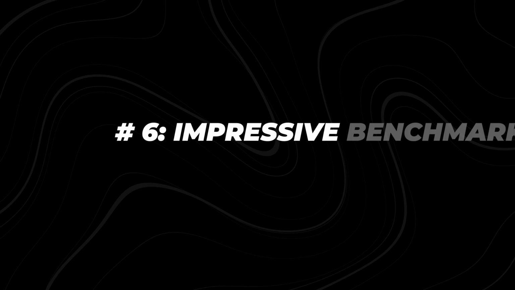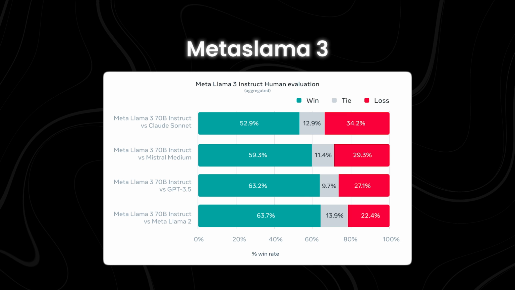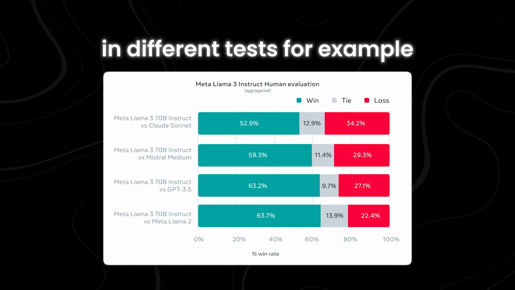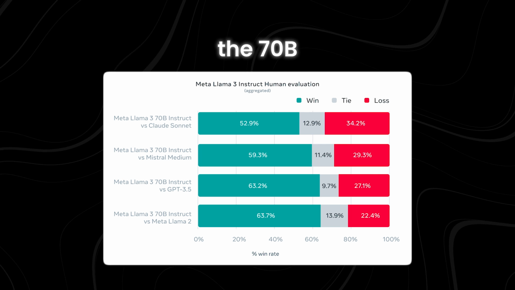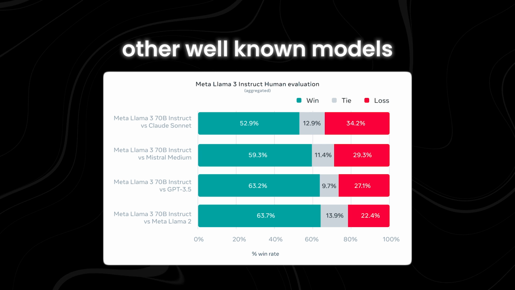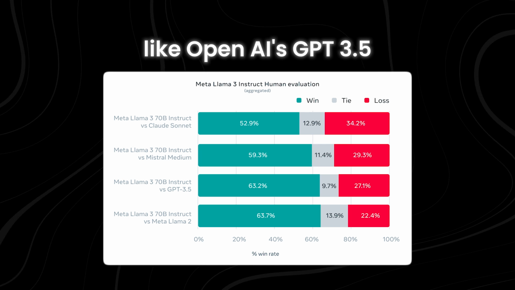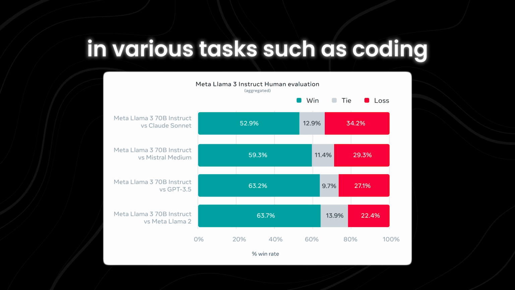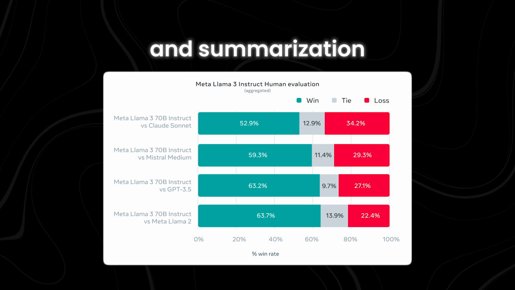models. Number 6, impressive benchmark. Meta's Llama 3 models have showcased remarkable performance in different tests. For example, the 70B model stands out by surpassing other well-known models like OpenAI's GPT 3.5 and Google's Gemini in various tasks such as coding, creative writing, and summarization.